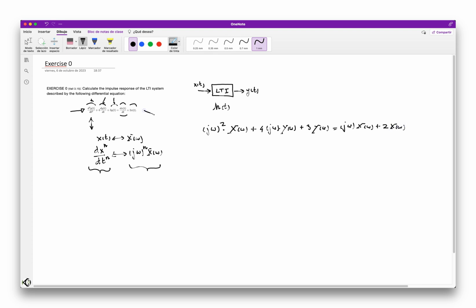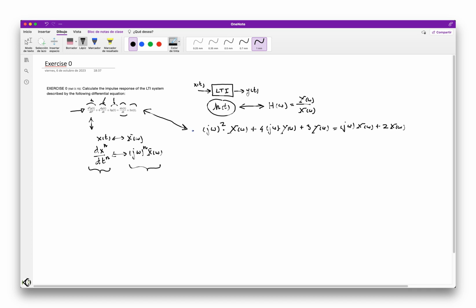So you can see that we have Fourier transformed a differential equation and it translates into an algebraic equation in the variables Y and X, but in their Fourier transforms. So what we need to do, and in this exercise they are asking, is calculating h of t. H of t has a Fourier transform which we call capital H of omega, which is the frequency response of the system, and this is exactly the relationship between the output capital Y divided by the input, which is capital X of omega.